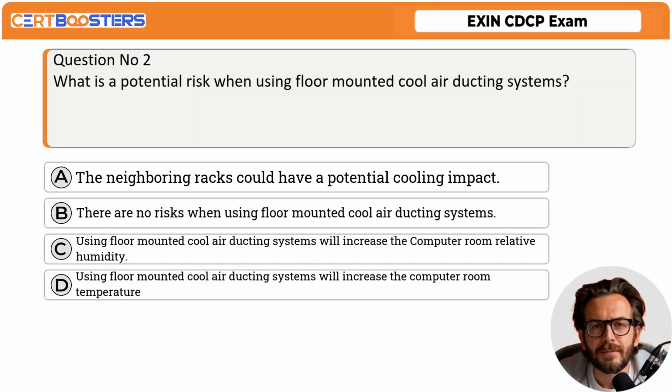Question number 2. What is a potential risk when using floor-mounted cool air ducting systems? A. The neighboring racks could have a potential cooling impact. B. There are no risks when using floor-mounted cool air ducting systems. C. Using floor-mounted cool air ducting systems will increase the computer room relative humidity. D. Using floor-mounted cool air ducting systems will increase the computer room temperature.